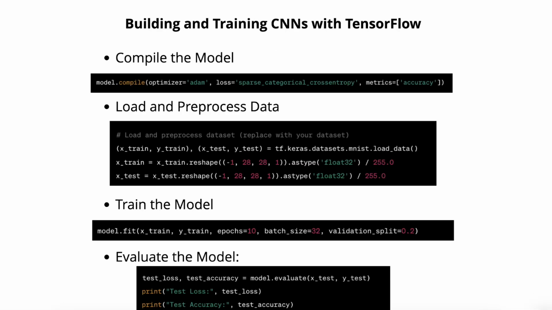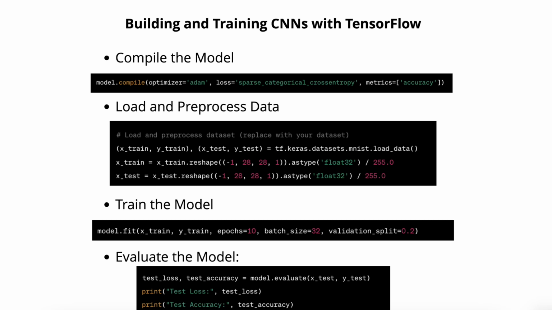Next, we compile the model. We compile the model by specifying the optimizer, the loss function, and the metrics to be used during training. So if you see here, we use model.compile, the optimizer is Adam, the loss is sparse categorical cross entropy, and metrics is accuracy. Next, we load the pre-processed data.